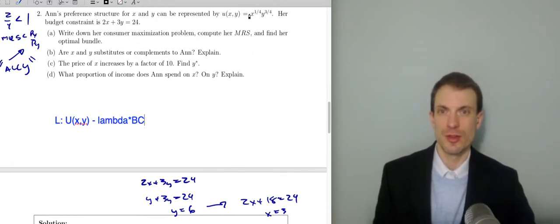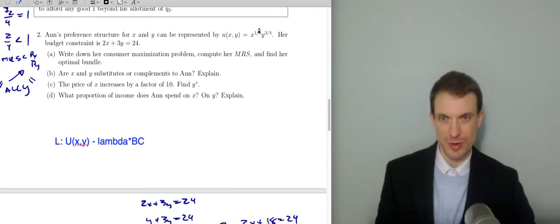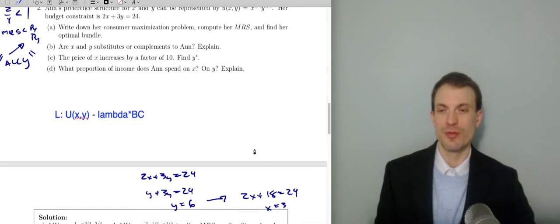So the derivative here, the partial, is going to be 1/4, bring that out front, reduce this power by 1, so it's going to be 1/4 x to the minus 3/4, y to the 3/4 comes along for the ride. That's our partial with respect to good x. Partial with respect to good y, where's this coming from? Well, it's going to be 3/4, bring that out front. X to the 1/4 comes along for the ride. Y to the 3/4 minus 1, so y to the minus 1/4.